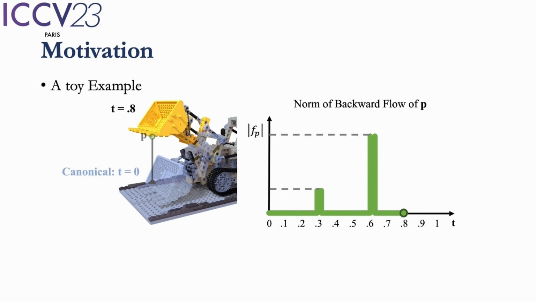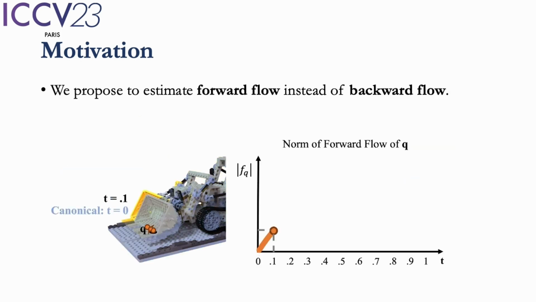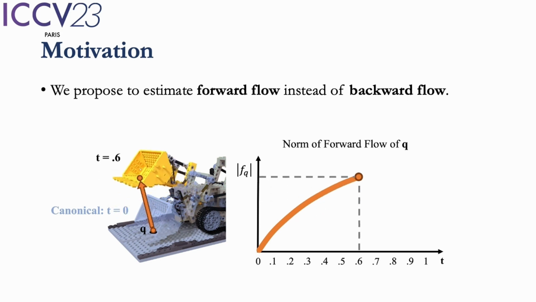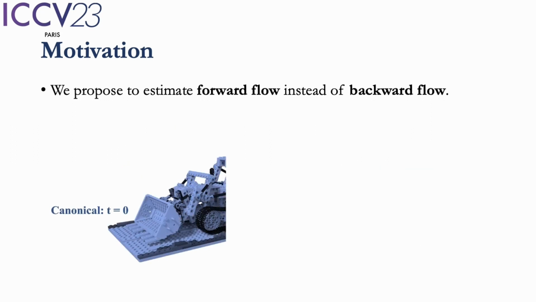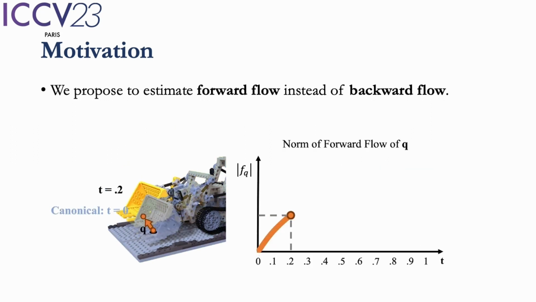The right figure shows the change of the backward flow of point P, with time on the horizontal axis and the length of the backward flow on the vertical axis. We can see that this curve has two sharp peaks, which would be difficult for fitting. To solve this problem, we propose to estimate forward flow instead of backward flow. Instead of warping points back from time t to canonical time, we propose to warp points from canonical time to their corresponding positions at time t.